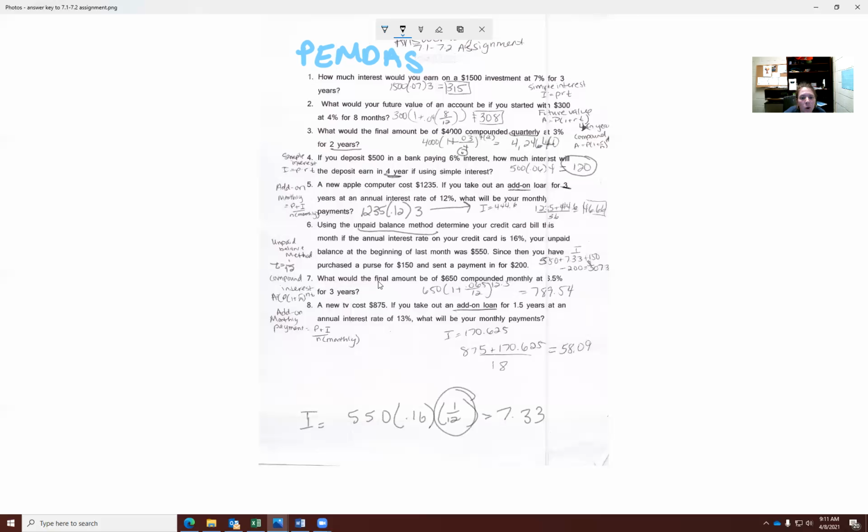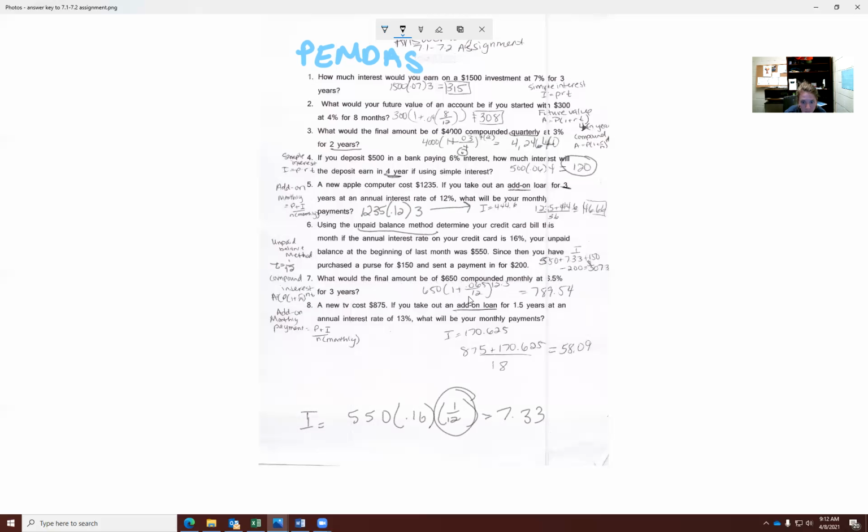All right, number 7, what would the final amount be of $650 compounded monthly at 6.5% for 3 years? So again, we're using the compound formula, which is P times 1 plus R over N to the NT. Your rate here is 6.5%, so that would be 0.065. We're dividing it by 12 because it's monthly, and then the 12 goes up here, and we're doing it for 3 years.